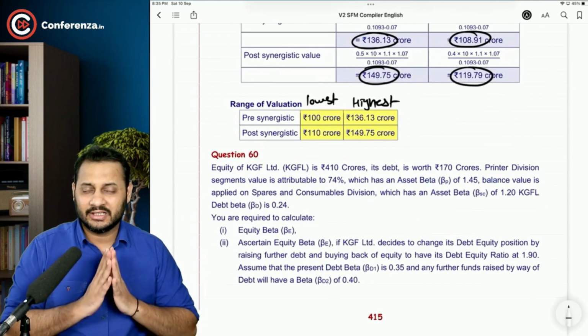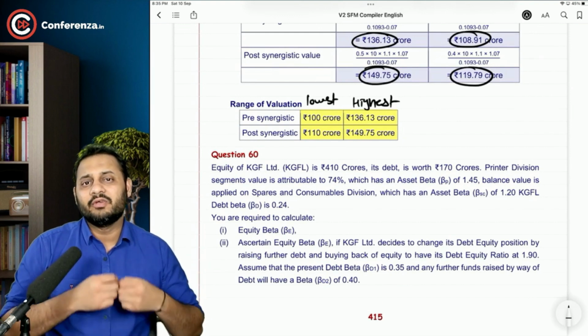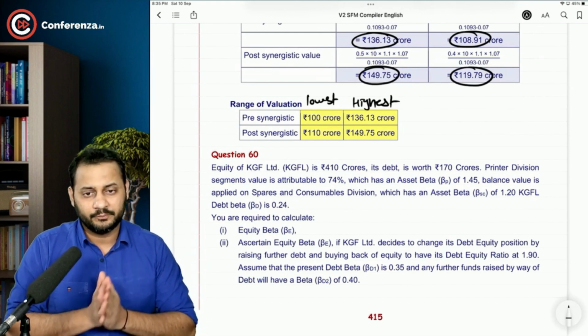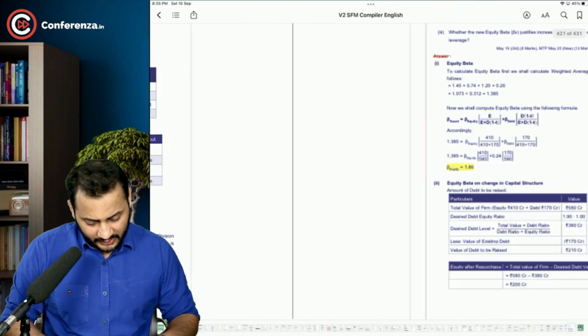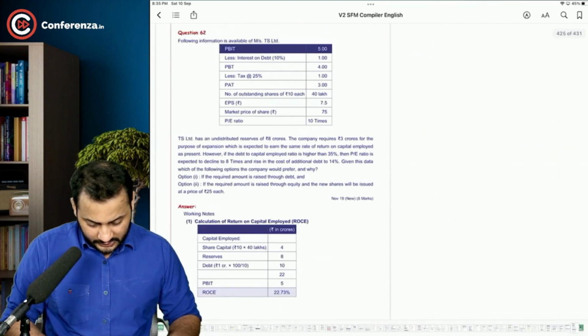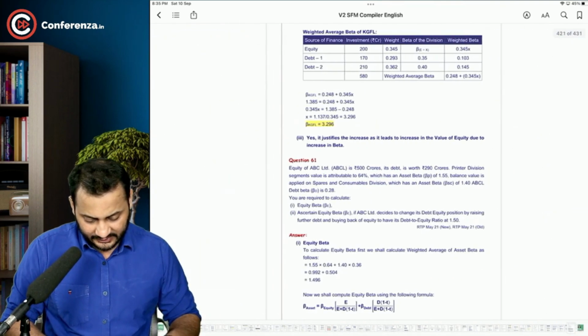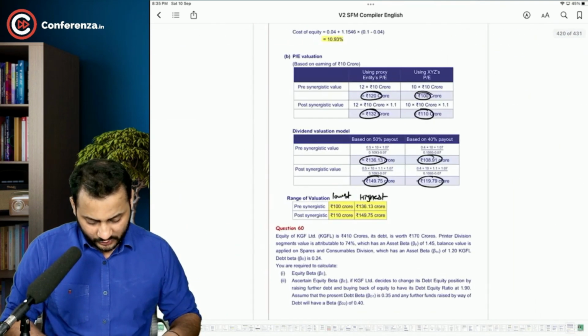Question number 60 is another and the last question on the geared and ungeared beta. 61 is similar to that. We are going to take it as homework. 61 will be given as homework, and 60, 62 and 63 will be taken by us. So let's have a look.